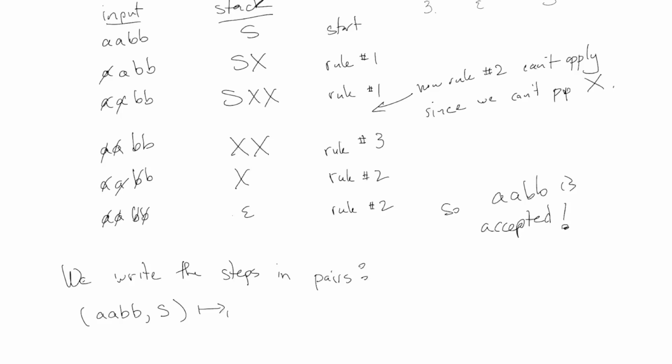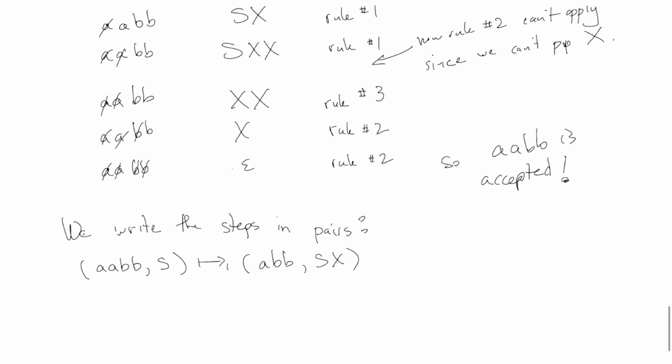And then the next step we get to, the way that we're going to write this, I'm not going to write a crossed out A. I'm just going to pretend that A is gone. All right. So what you see in the pair is the portion of the string which remains to be read, followed by the stack. All right. And so in the second pair here, it says ABB. That means I still need to read ABB, and the stack now says SX.